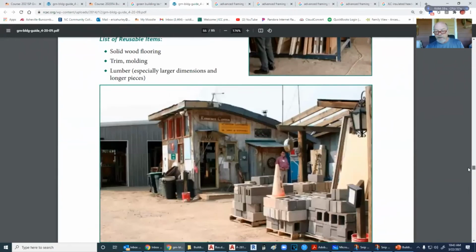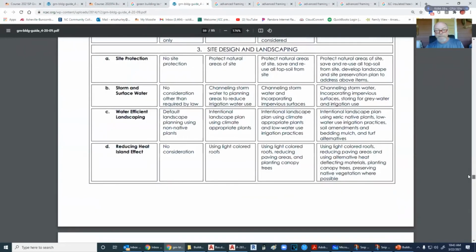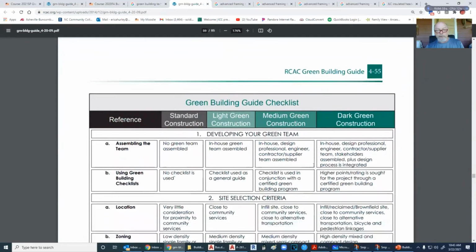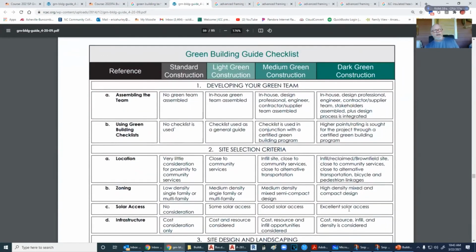Well, let's do it this way. So a rubric. If you're not familiar with a rubric, a rubric sets up different standards so that you can end up getting a better score.